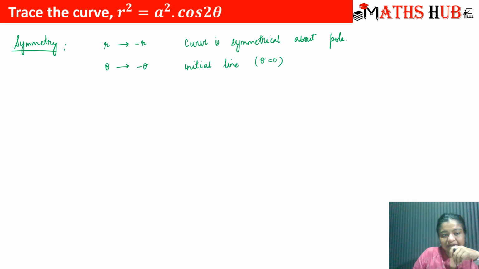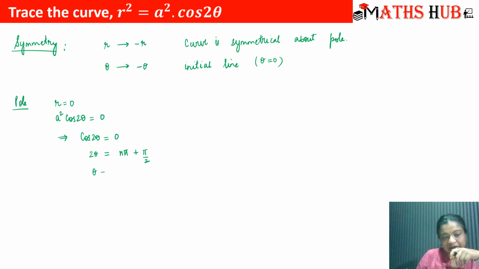So now let us check whether it passes through the pole or the origin. Let us put r equal to 0. So we will get a square cos 2 theta equal to 0, which implies cos 2 theta is 0. So when is cos of any angle equal to 0? Whenever 2 theta becomes n pi plus pi by 2. So from here we get theta equal to n pi by 2 plus pi by 4.